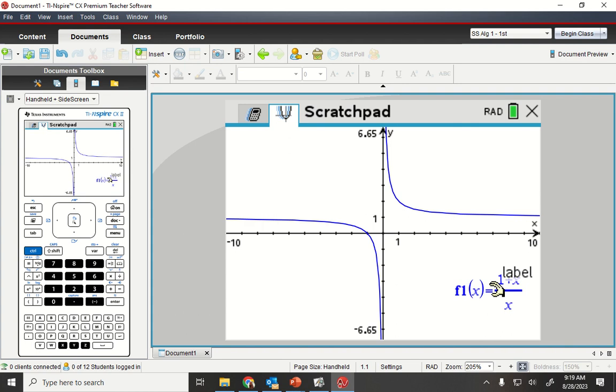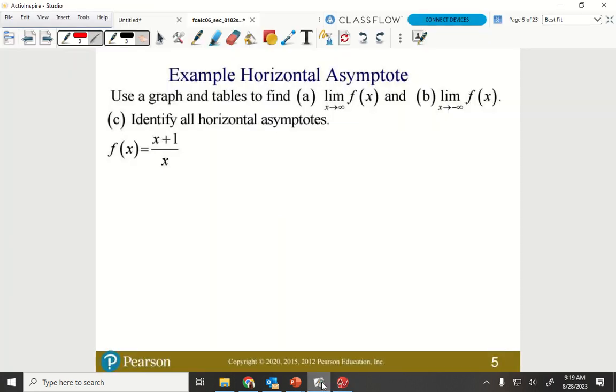Yes, I do. Where is the vertical asymptote? X equals 0. Okay. So x equals 0. And where does it look like I have the horizontal asymptote? Approaching 1. Okay, so it is at y equals 1. So let's see. Okay, we have that here.